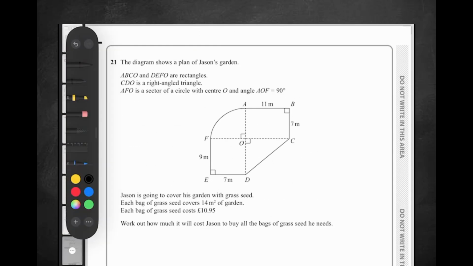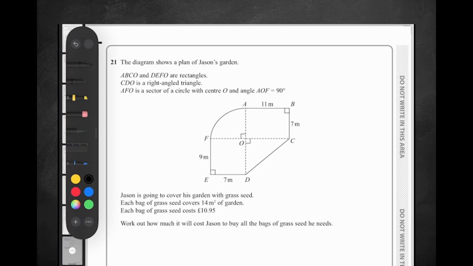So question 21. The diagram shows a plan of Jason's garden. We've got 2 rectangles, a right-angled triangle, and a sector of a circle with the middle angle 90 degrees, so a quarter of a circle. Jason is going to cover his garden with grass seed. Each bag of grass seed covers 14 meters squared of garden. Each bag of grass seed costs £10.95. Work out how much it will cost Jason to buy all the bags of grass seed that he needs.